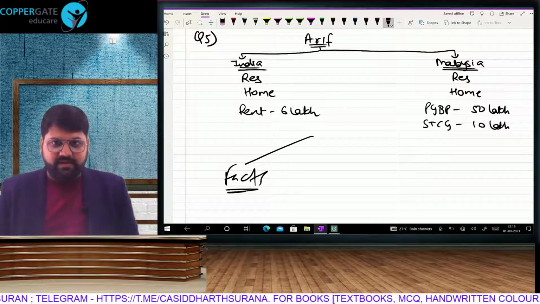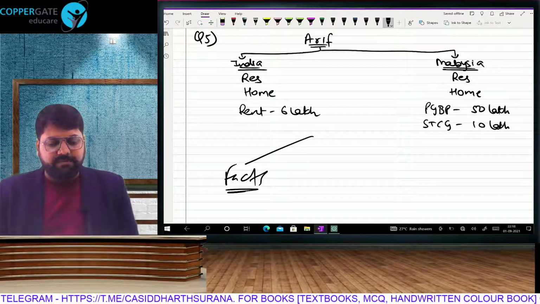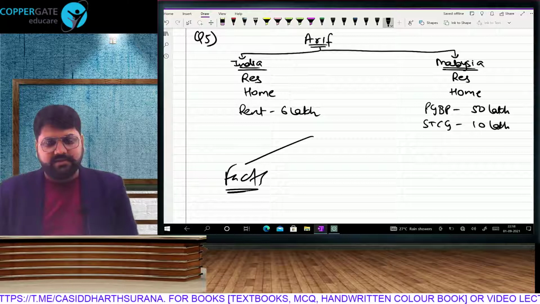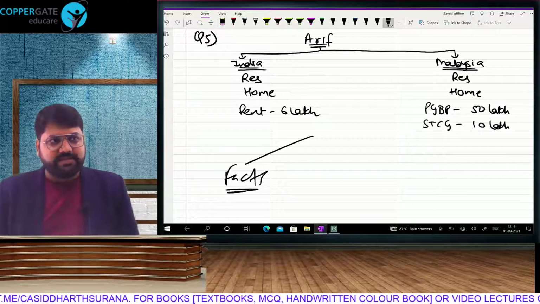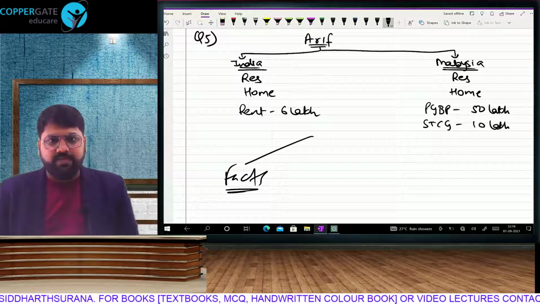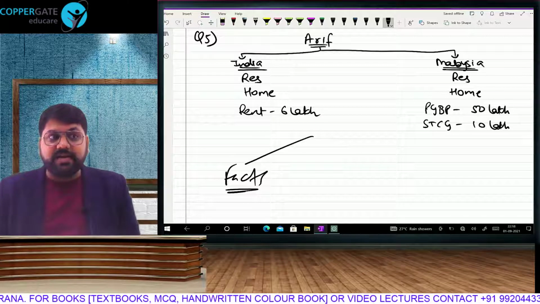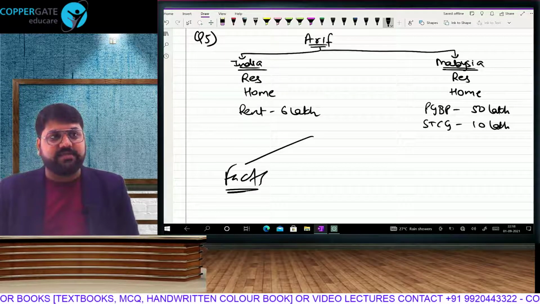And then they have given details about the income. PGBP income from rubber plantation 50 lakhs. Capital gains of 10 lakh. 60 lakhs income in Malaysia. And 6 lakh rental income in India. Have I written the income figures correctly? These are details. These are facts. This is data about Arif.